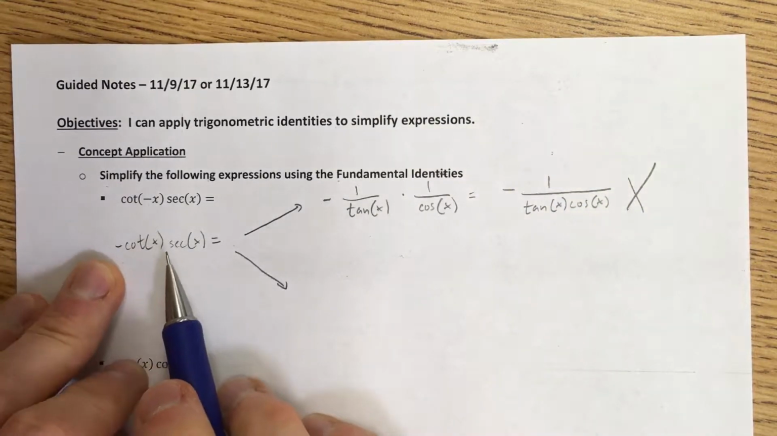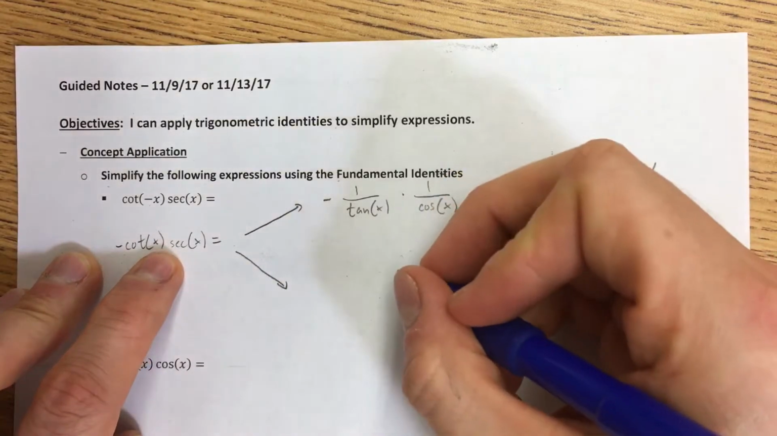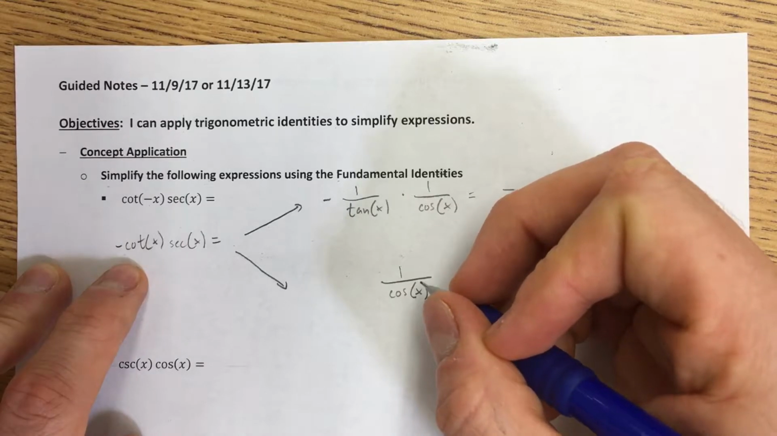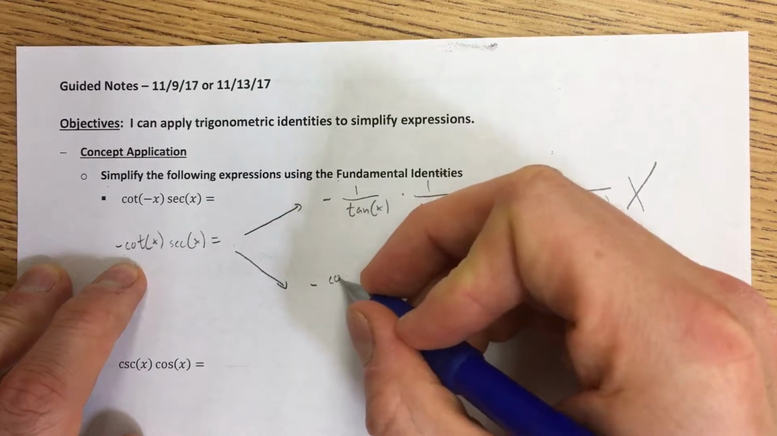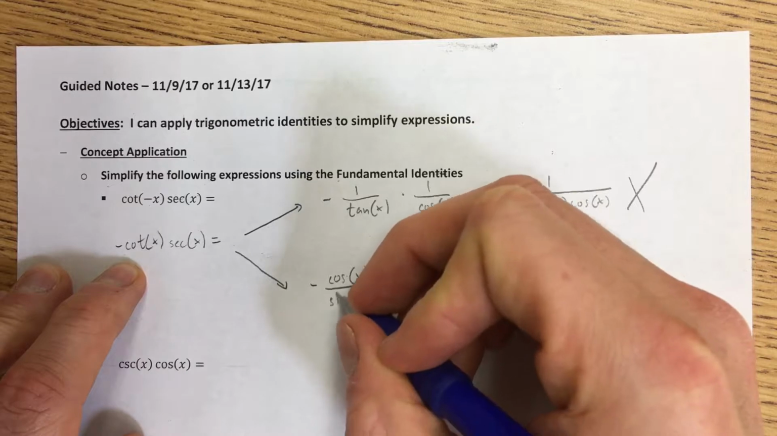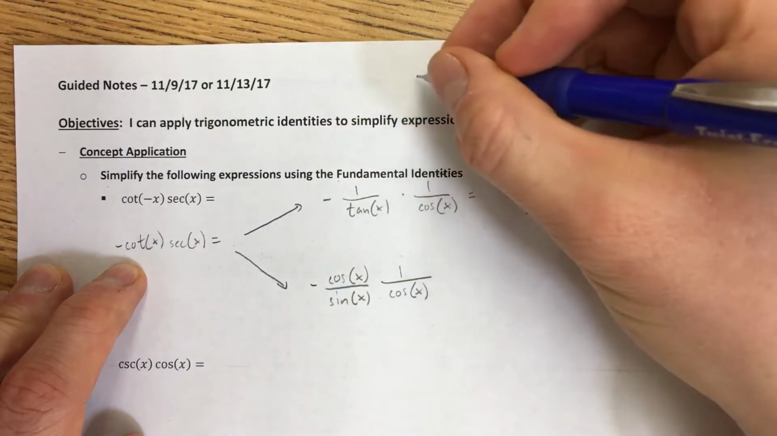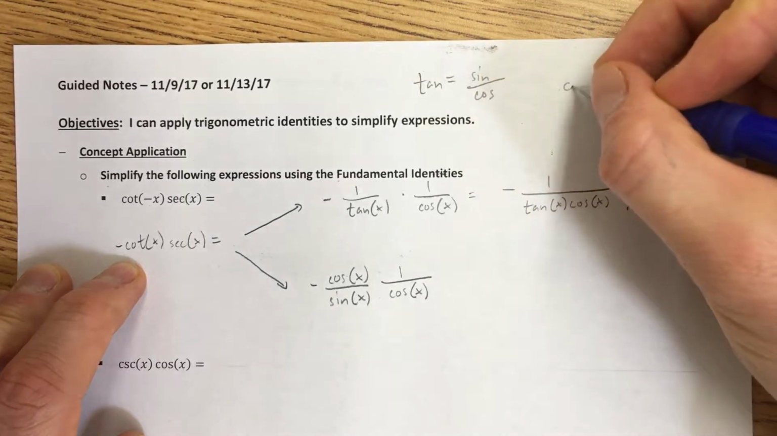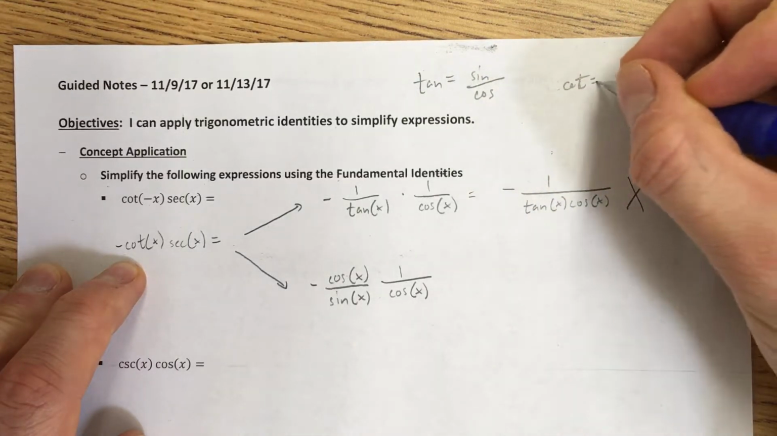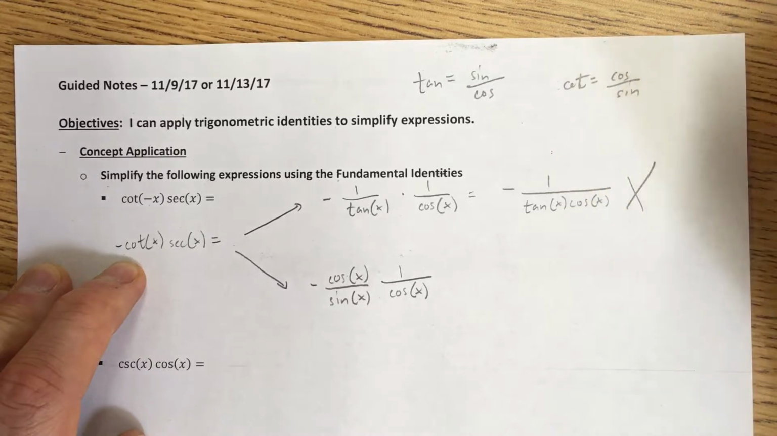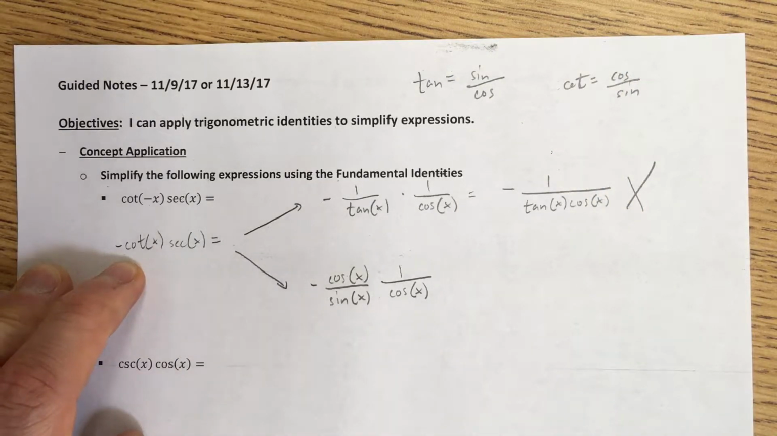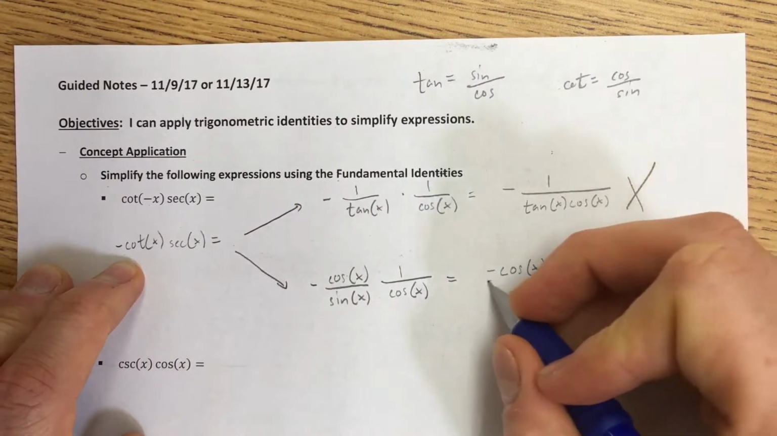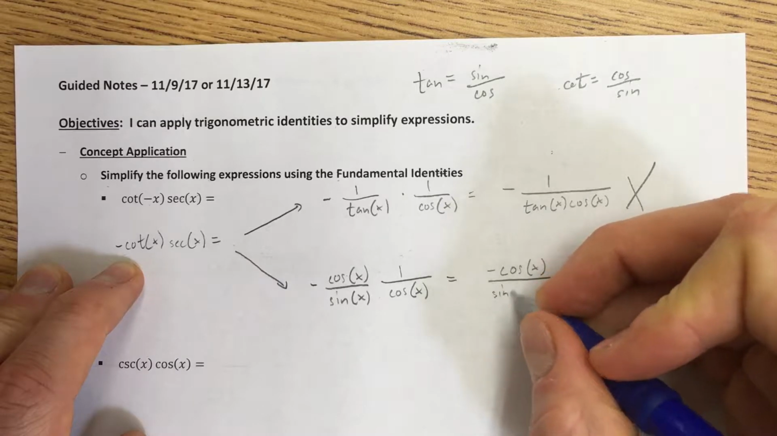So instead, maybe we keep secant as 1 over cosine, but change cotangent. Hopefully we know that cotangent is cosine over sine, so we can replace that. So two things we'll need to know is that tangent is sine over cosine. These are not on the board, but definitely things that we will need to know. Now what we can do is multiply straight across and get negative cosine x over sine x cosine x.